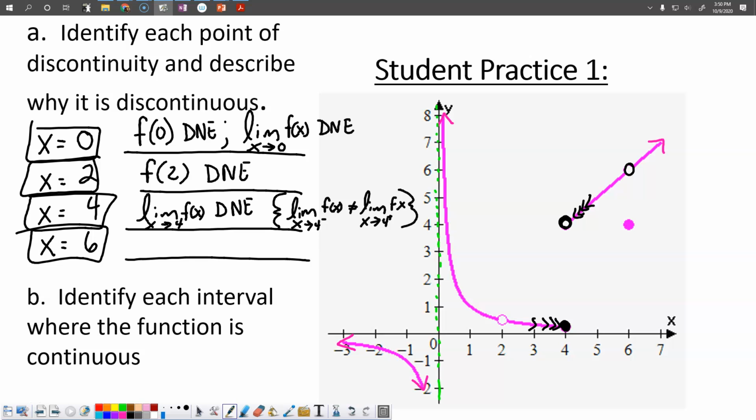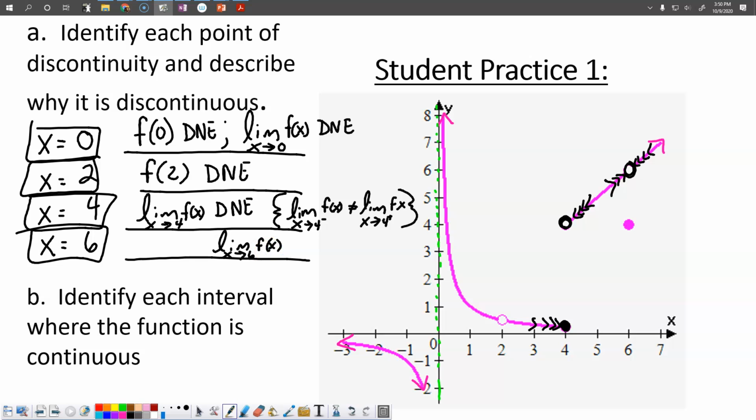Well, let's see. Does the limit exist? As I approach x equals 6, they seem to be converging at a common point there. I would say that that's a y value of about 6. So yeah, it seems like the limit exists. The limit seems to be about the value of 6. So as x approaches 6, my limit is about 6.